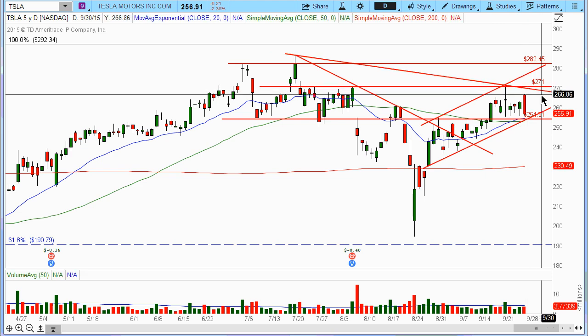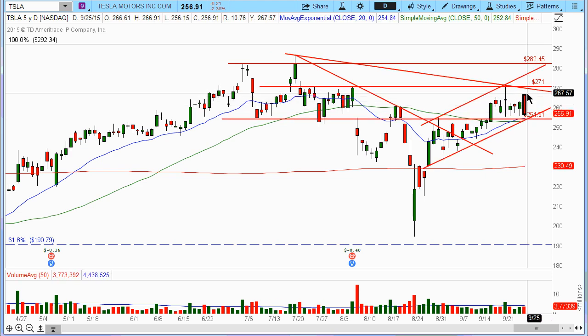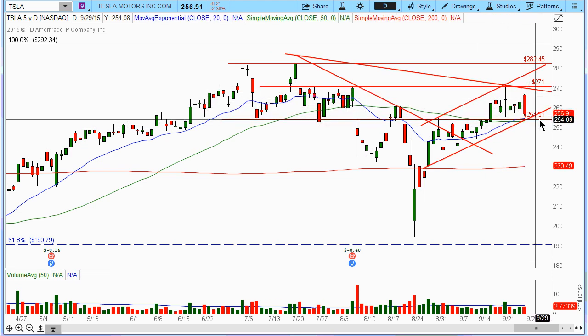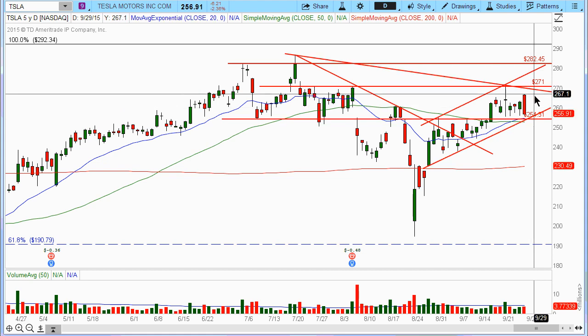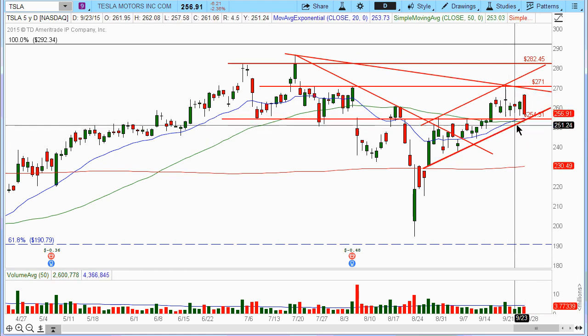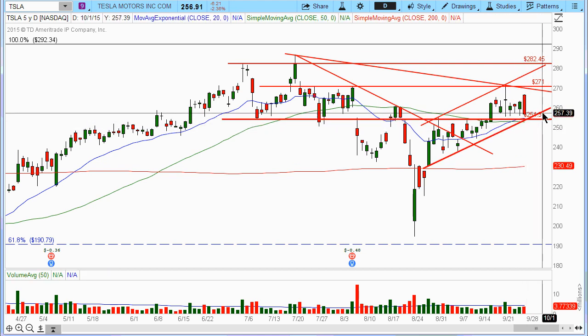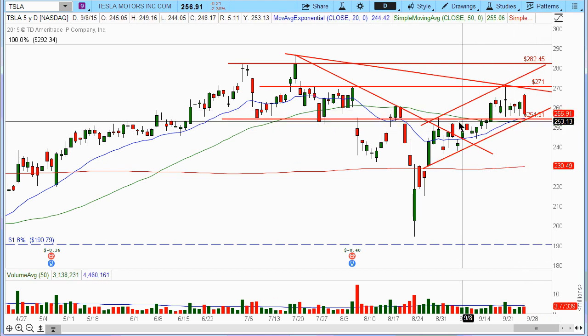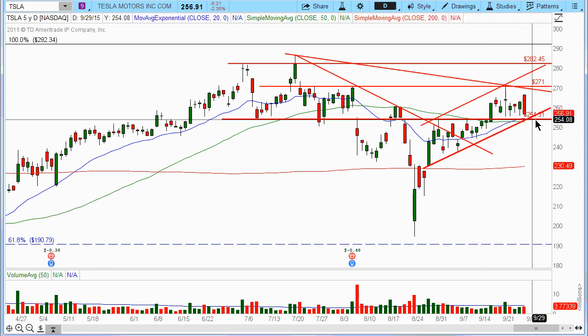So kind of watch Tesla here. Although last Friday we got this big red candle here, so I wouldn't be surprised to see it come down, test this 254 a little bit, and then get a bounce off of that, because it's also in confluence with the lower trend line of this price channel and this particular support level here.